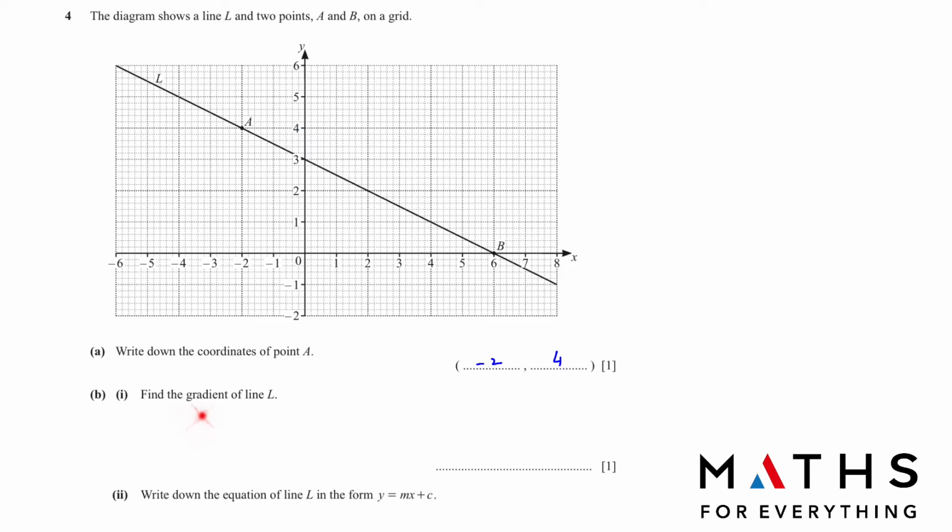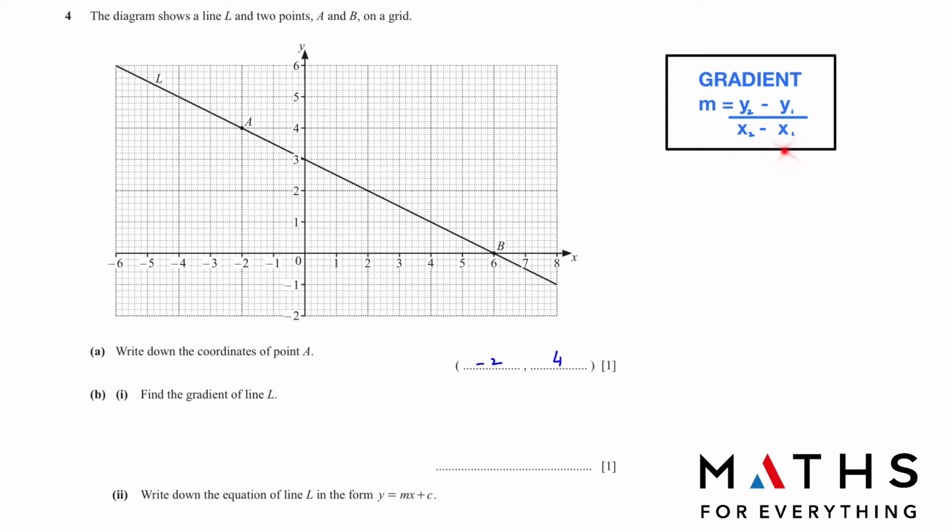To find the gradient, we need to use the formula y2 minus y1 over x2 minus x1. We already have one point, we need to find another point. So we are going to use the one on the y-axis, which is 0 and 3. You have -2, 4 and 0, 3. To find the gradient, we are going to do 4 minus 3 over -2 minus 0. That will give us -0.5. So we can write it as -0.5.